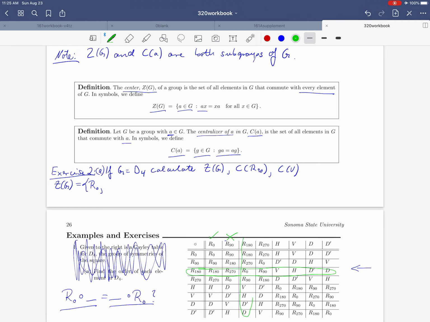My color scheme is breaking down, but here we see, okay, so R180, R180, R270, R270, R90, R90, V, V, H, H, D, D, D prime, D prime, D, D. Okay, looks like R180 is in the center. All right, very good. I can do cleanup.